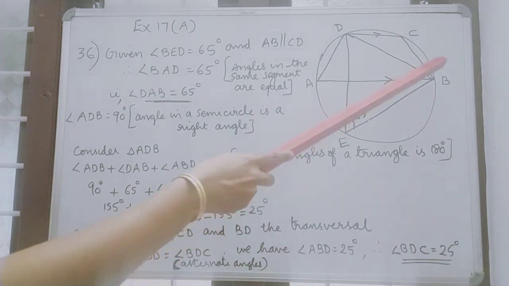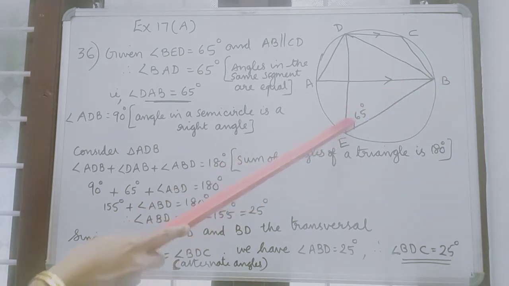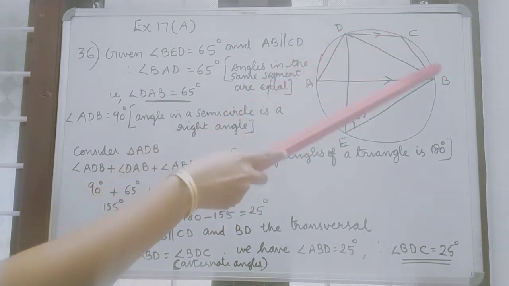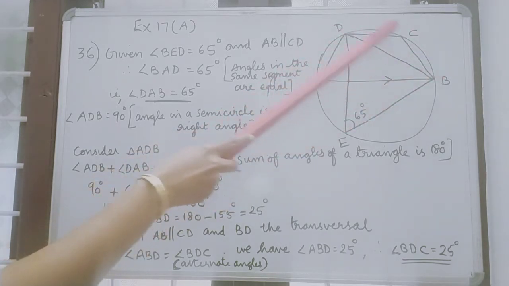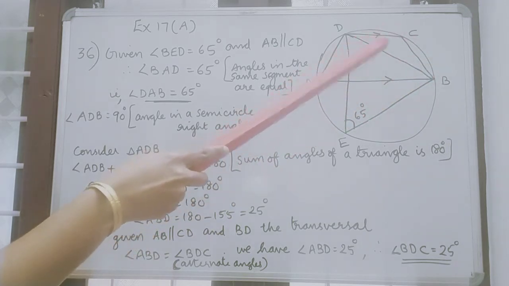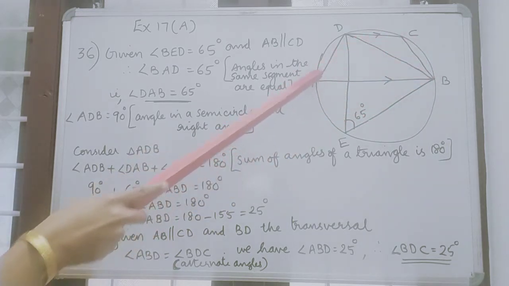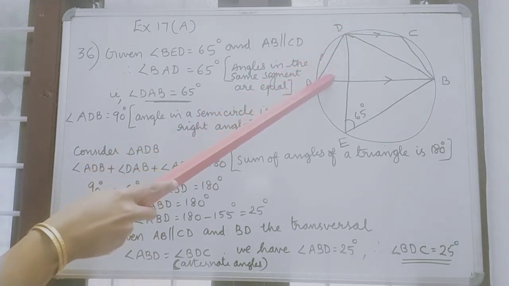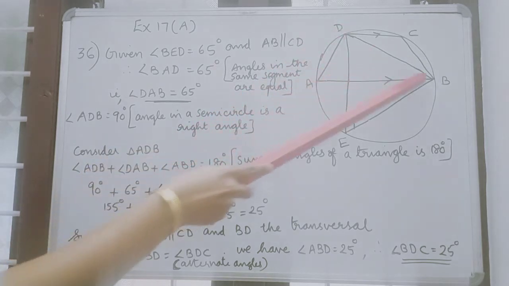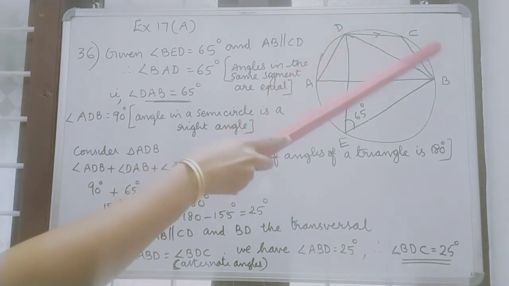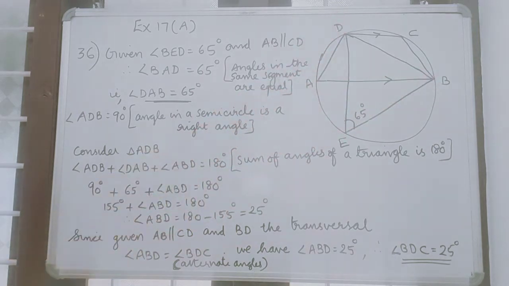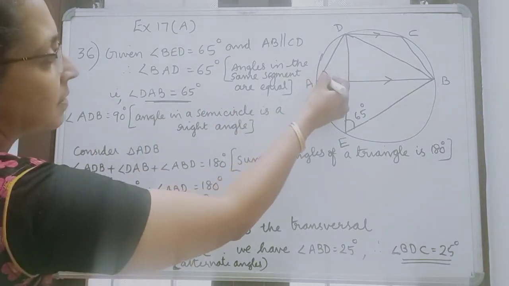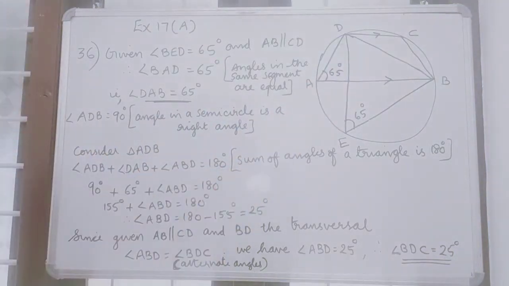That is, given once again, BED in the segment BD. BED lies in the segment BCD. So BAD will also be 65 degrees. BAD also lies in the same segment BCD. So we can write BAD also as 65 degrees. That is, angles in the same segment are equal. That is, this also will be 65 degrees.